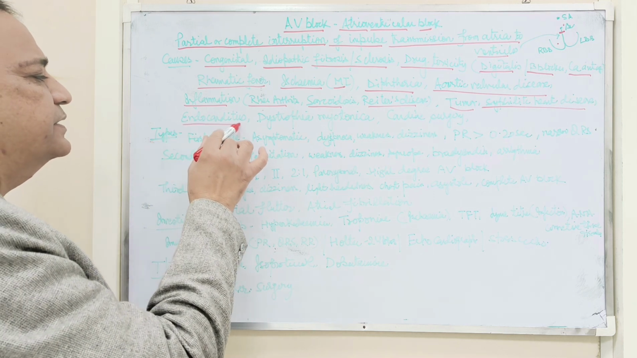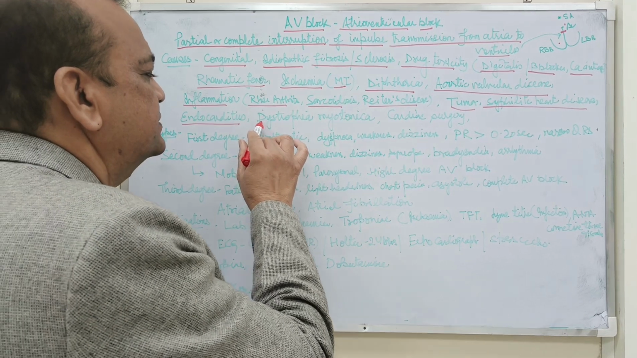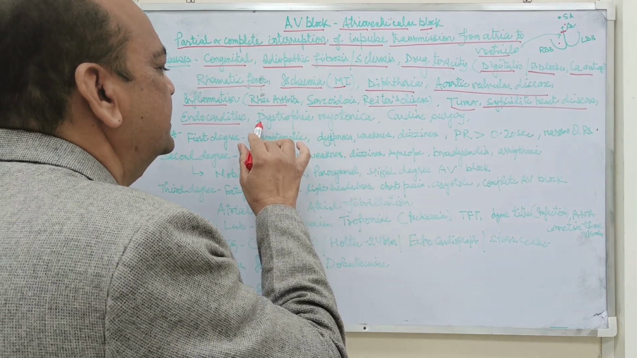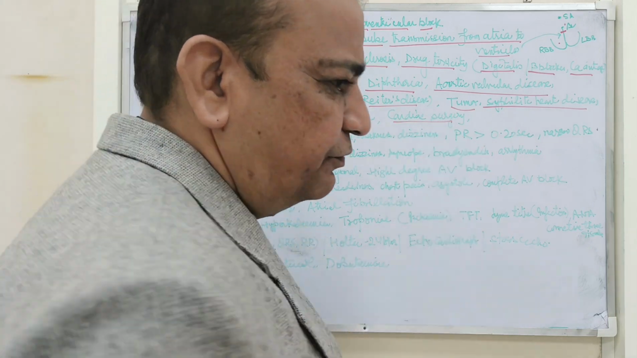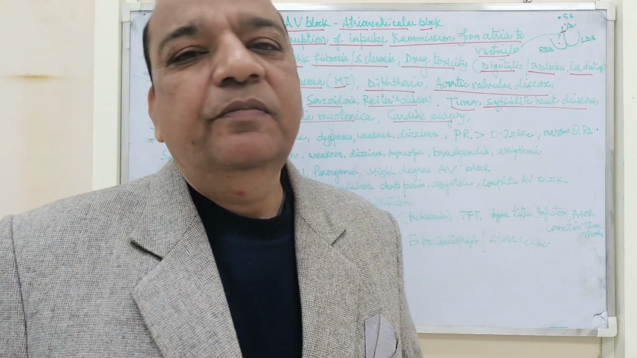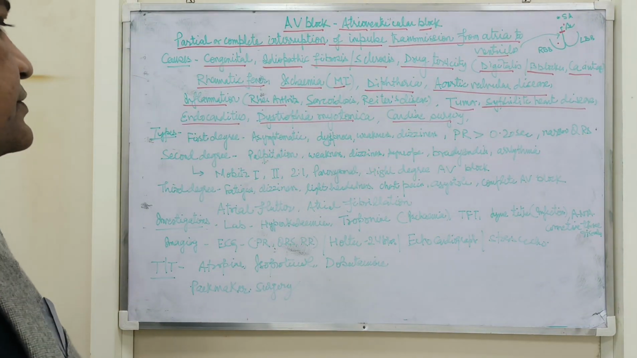There is endocarditis, sometimes known as subacute bacterial endocarditis. There is some problem with the muscle like dystrophia myotonica, and cardiac surgery. Following cardiac surgery, some problems may occur in the conduction system. So these are certain causes.